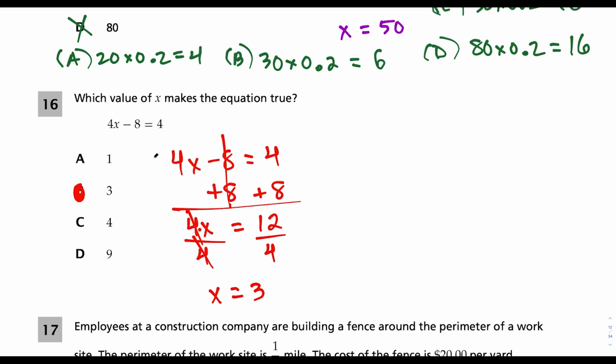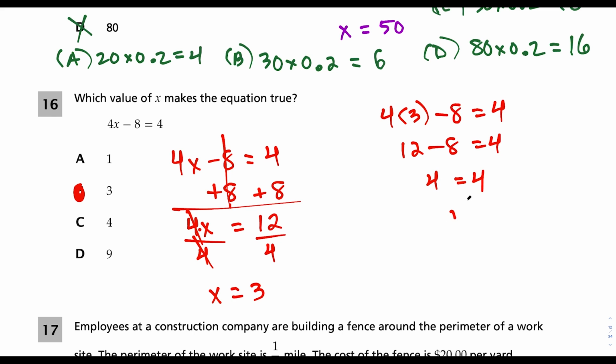Well, what I could also do to make sure that this is right, I could plug X equals 3 back into the original equation, and I would have 4 times 3 minus 8, and that should be equal to 4. And if I do 4 times 3, that's 12. 12 minus 8 equals 4, and that is a true statement because 12 minus 8 equals 4, and 4 equals 4 is definitely true. So choice B.